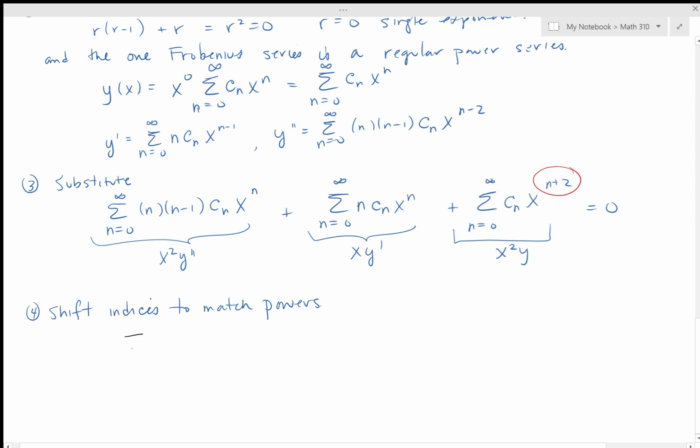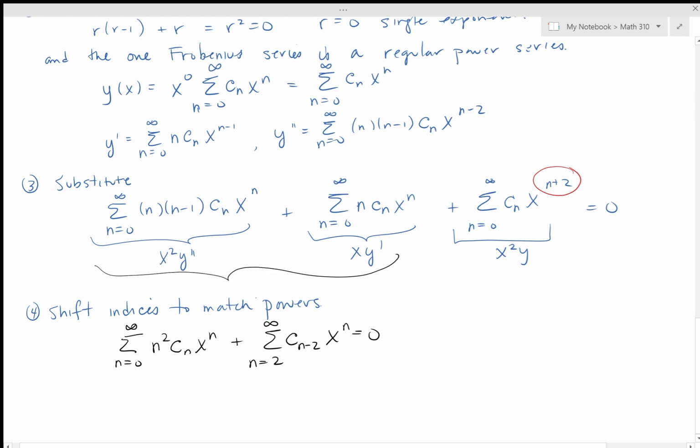The sum from n equals 0 to infinity of n squared Cn x to the n plus the sum from n equals 2 to infinity of Cn minus 2 x to the n equals 0. Okay, so these two here combined into this one here, and then this one has been shifted.